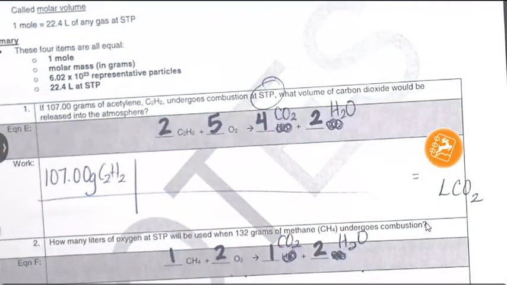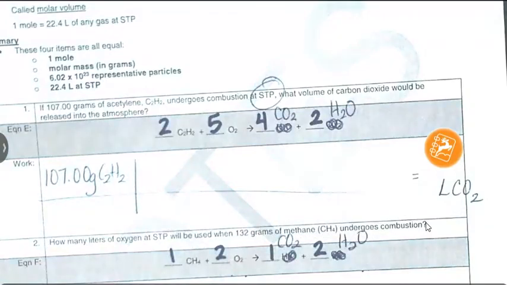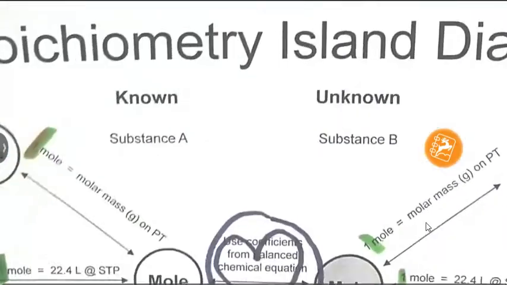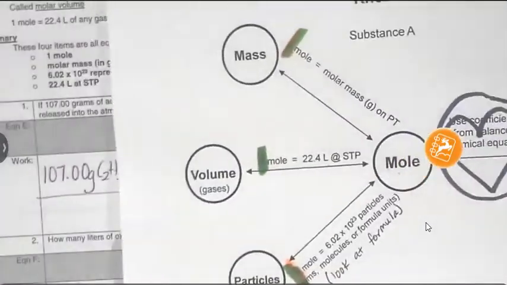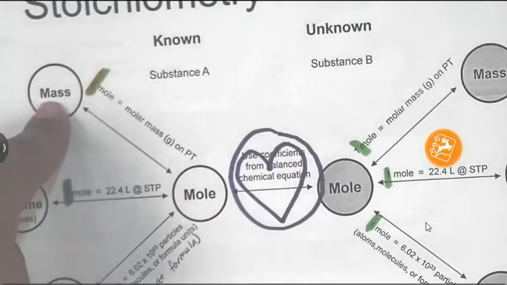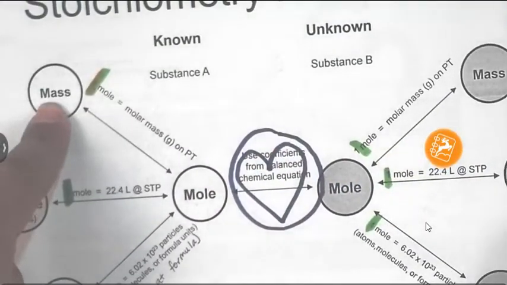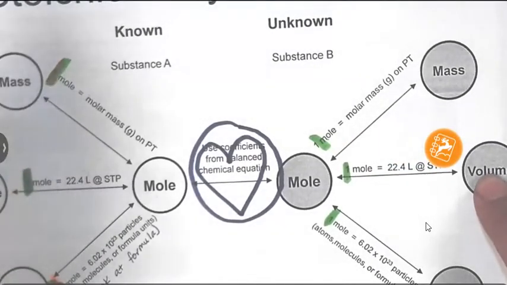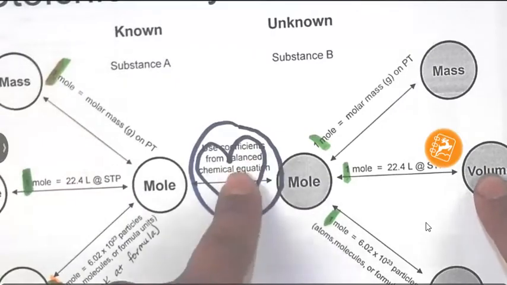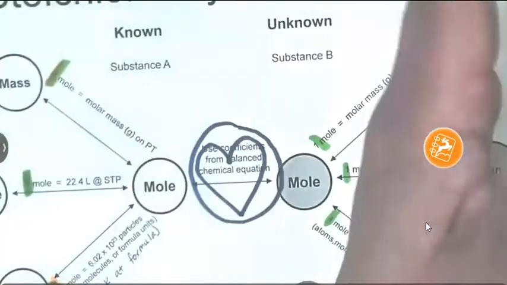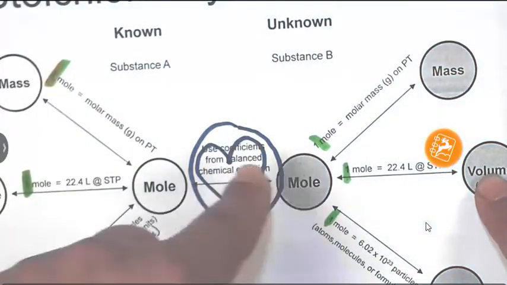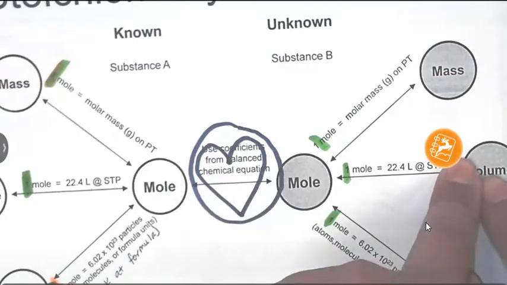And so now, if I'm stuck, I could look at my stoichiometry island diagram. I'm starting with mass, so I'm up here. And I want volume, way over here, right? So in the end, I always have to use the mole-to-mole ratio to go from one substance to a completely different substance. So I'm going to go from mass to moles, mole to mole, mole to volume.